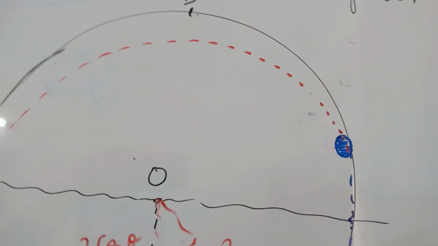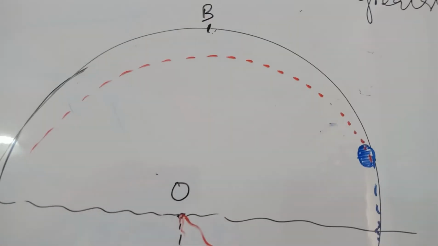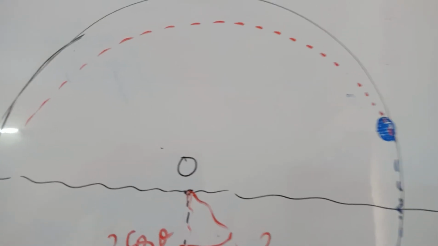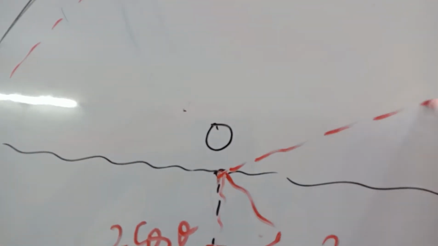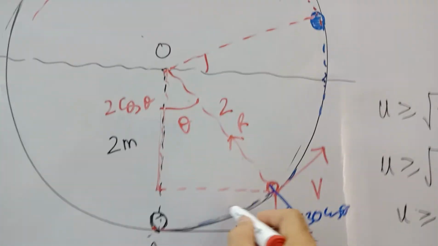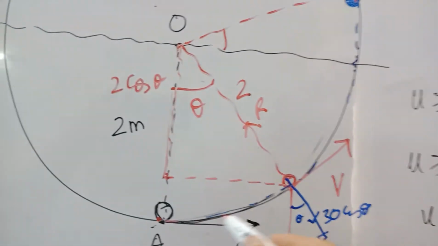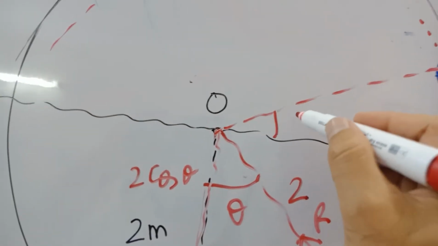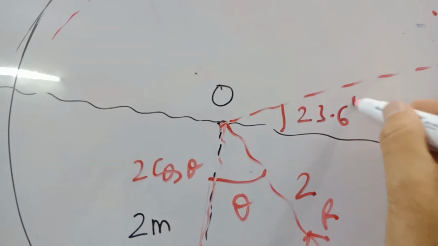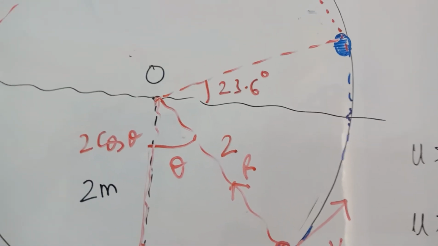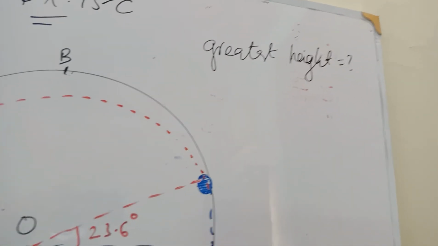Okay, you see, this becomes a projectile kind of a scenario over here. Now we have found that this angle, from this position to this position, we have just calculated, is 113.6, so this angle is 23.6 degrees. So now we are coming out of the circular motion, and now we have to find the greatest height of this object when it starts from this point A.